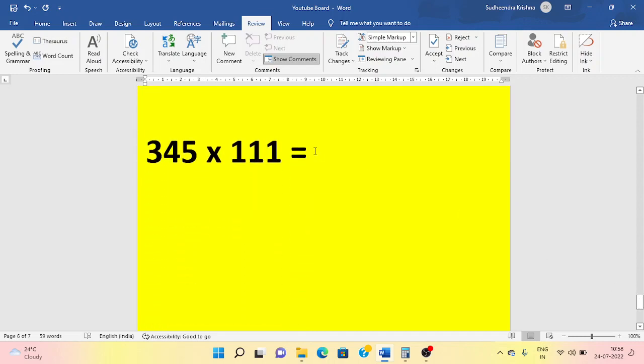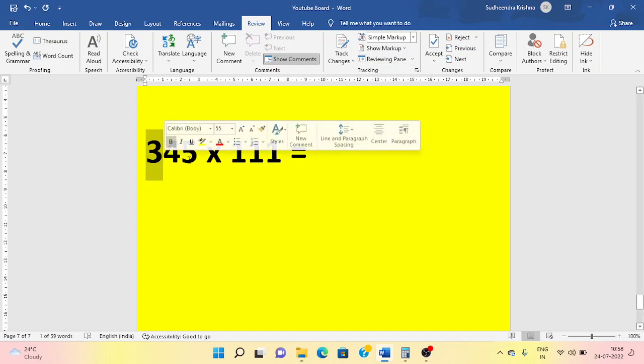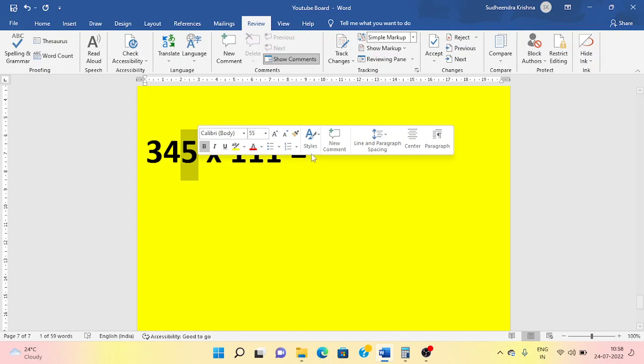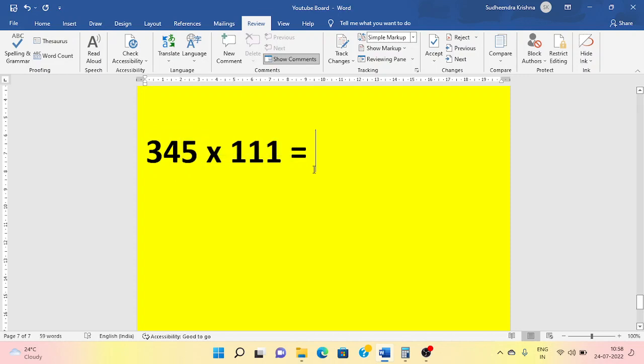Now let us take another number 345 into 111. So in the number 345, on the left side we have the digit 3 and on the right side we have the digit 5. So take these two digits as it is. So 3 space 5. Now you got the left portion and the right portion of the answer. Now to get the middle portion of the answer, add these two digits 4 and 5. 4 plus 5 is 9. So put 9 as it is.